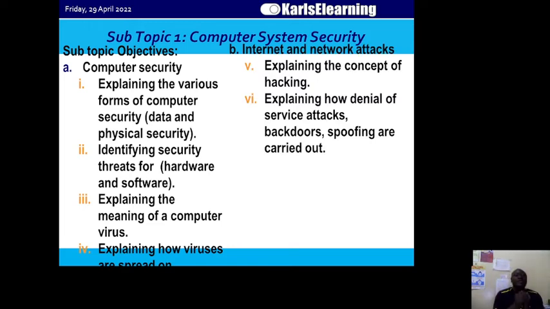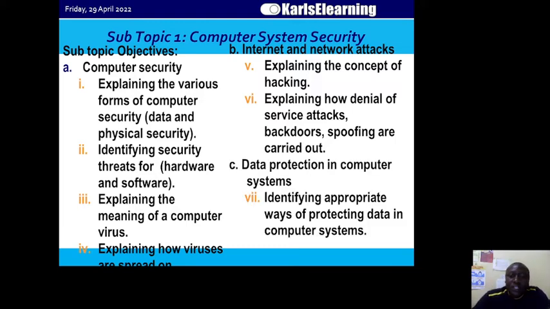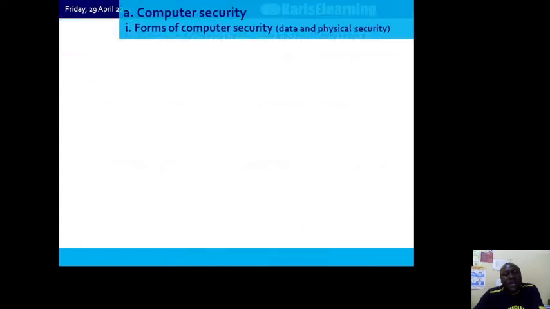Then when we get to the side of the internet and how network also gets infected, we shall explain the concept of hacking, and also explain how denial of service attacks, we'll look at the backdoors, the spoofing carried out. Data protection in computer systems, we shall also identify appropriate ways of protecting data in computer systems. And when we reach this part, I will expect all of us to be very, very attentive. So we shall also identify the different computer crimes, how they come up.